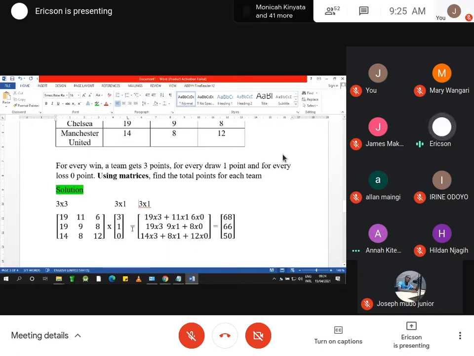Okay. What are the matrices? Then 3 here is 3 by 1. 3, 1, 0.